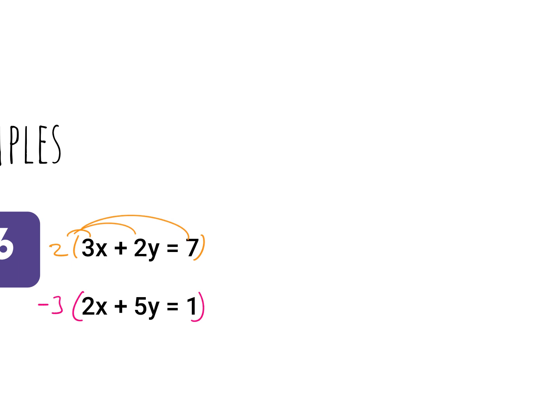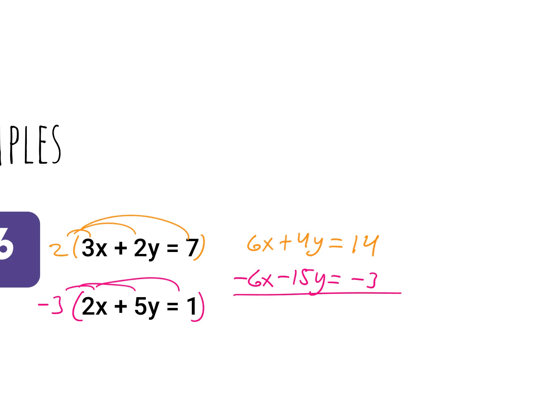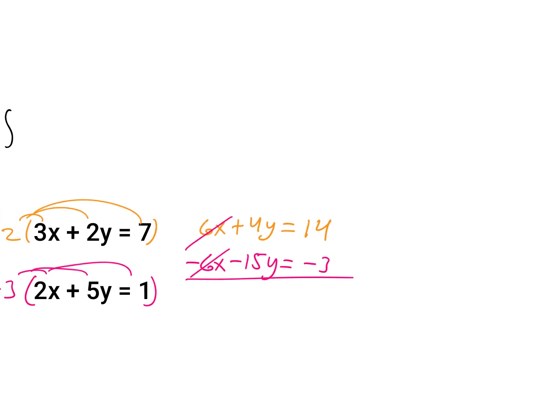So I'm going to distribute that 2 to everything, and we get 6x plus 4y equals 14. Let's distribute that negative 3, and we're going to get a negative 6x minus 15y equals negative 3. All right, and then so you can go ahead and simplify. The 6x and the minus 6x are going to cancel, and then you end up with negative 11y equals 11. Divide both sides by negative 11, and we get y equals negative 1.